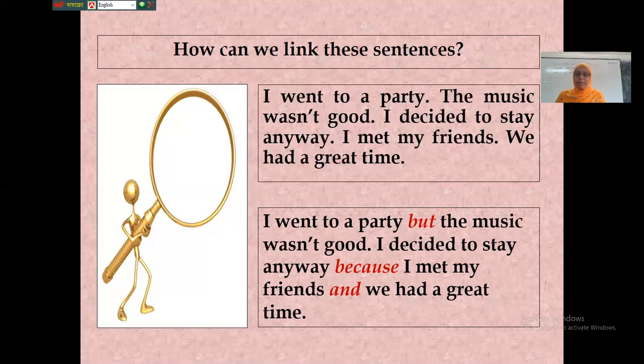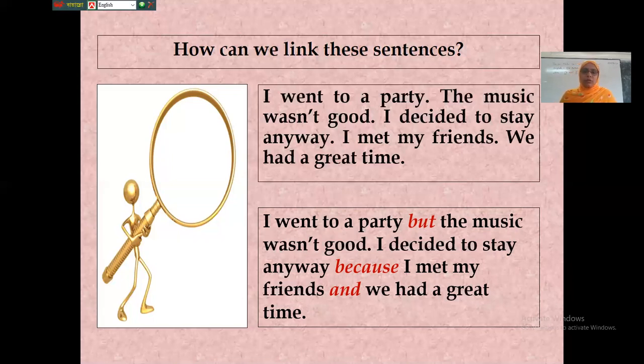আমরা পার্টিতে গিয়েছিলাম, বাট কিন্তু the music was not good, এটা ভালো ছিল না। I decided to stay anyway, আমি যে কোনো উপায়ে সেখানে থাকার সিদ্ধান্ত নিলাম, বিকজ কারণ I met my friends, আমি আমার বন্ধুর সঙ্গে দেখা করেছিলাম, and we had a great time, আমাদের অনেক সময় ছিল। The students, I think you understand this sentence linking word.